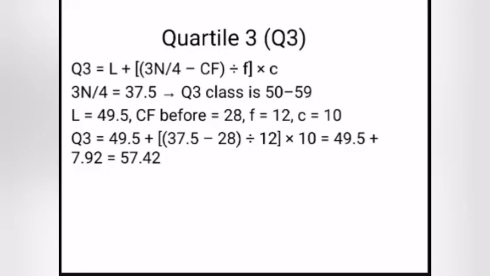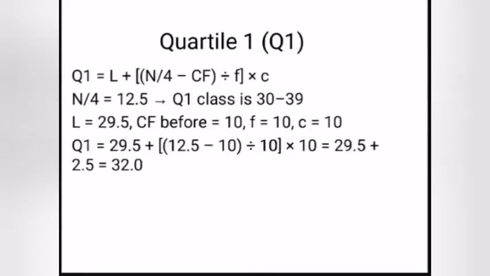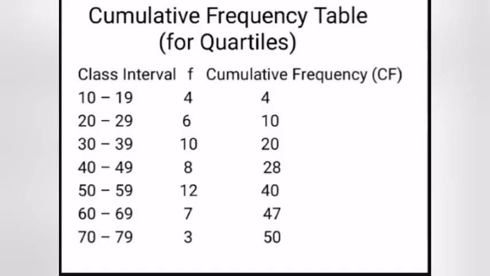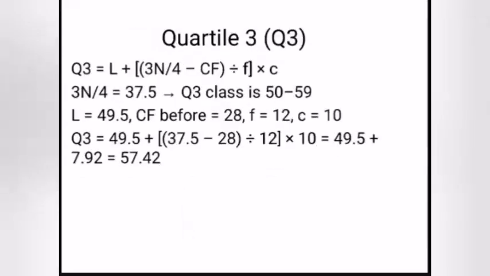So you have 3 times 50 divided by 4. That's going to be 150 over 4, and when you divide out, you have 37.5. So you find the class that has a cumulative frequency where 37.5 falls into, and that's 40. So your Q3 class is 50 to 59.